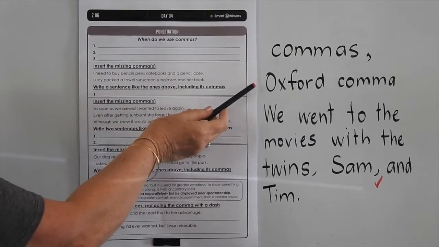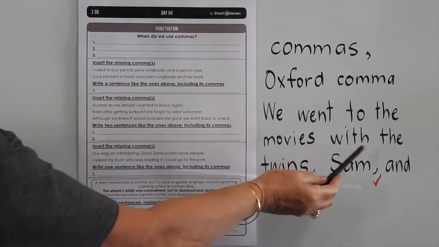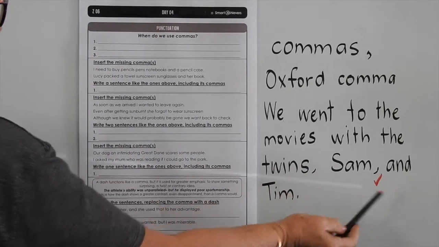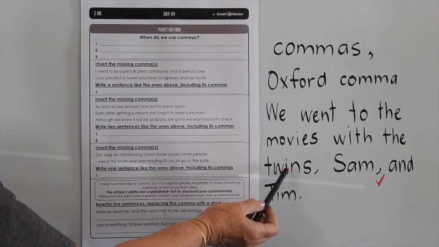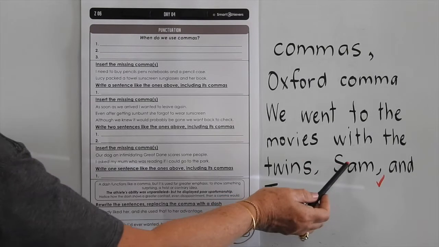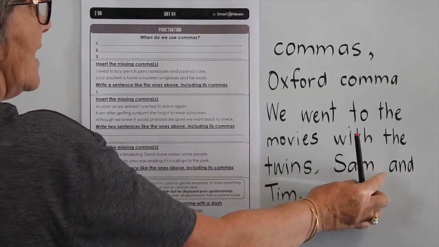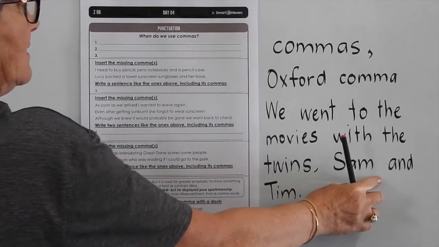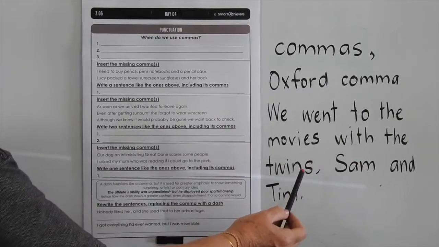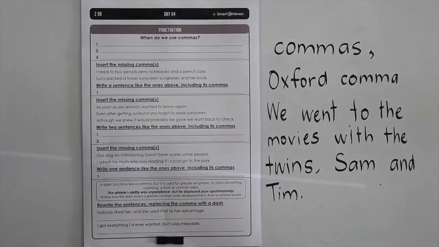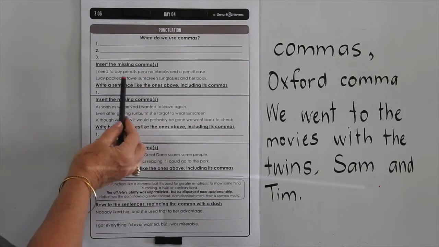Now, in common usage today is to use the Oxford comma. So this is an example. We went to the movies with the twins, Sam and Tim. So that tells the reader that you're going to the movies with 4 people, 2 twins, Sam and Tim. Now, if you didn't put in this comma here, if you took that out, then it would imply that the twins are called Sam and Tim, and that would mean that you're only going to the movies with 2 people. So it's important to use the Oxford comma if you need it, and it's become quite common in usage.